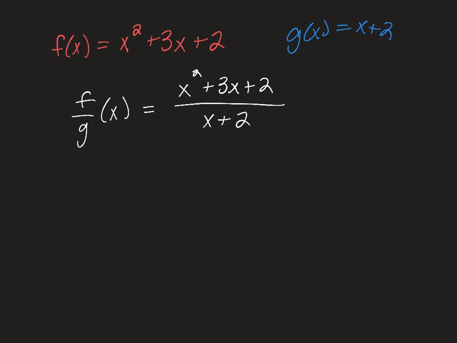So the nice thing about the homework problems in this section is that everything that you're going to have on top is going to be factorable. So you're going to be able to factor and cancel. So let's factor that polynomial on the top. All right, so we're looking for factors of 2 that are going to add up to give us 3. So that would have to be 2 and 1. So we would have x plus 2 times x plus 1, right?